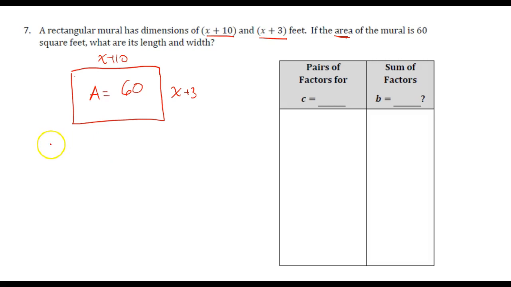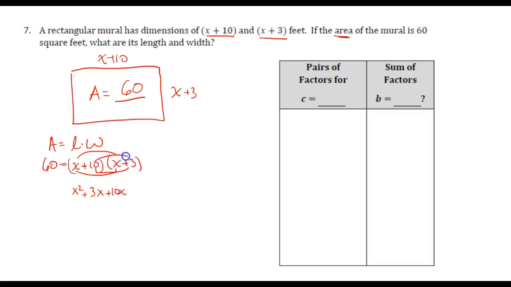So again, I'm going to set up an equation where area is equal to my length times width. My area was 60, and my length would be x plus 10, x plus 3. These could be interchangeable, by the way. So if I FOILed this out, that would be x squared, 3x, inners would be 10x. My last would be positive 30. So that would be x squared plus 13x plus 30 equals 60.